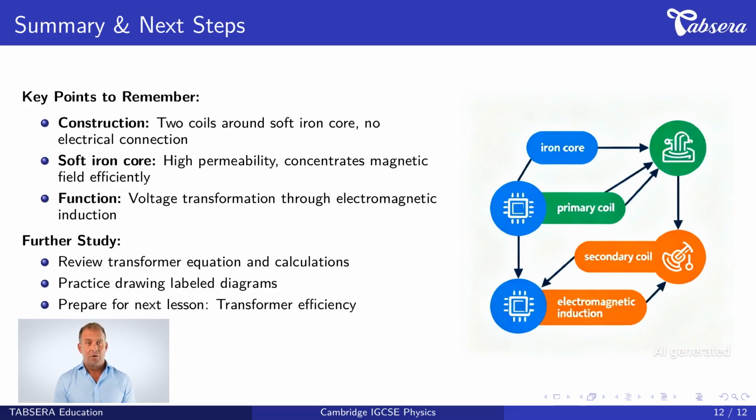Second, the soft iron core has high magnetic permeability, which concentrates magnetic field lines and provides efficient coupling between primary and secondary coils. Third, the function is voltage transformation through electromagnetic induction, where changing current in the primary creates changing magnetic field that induces voltage in the secondary.